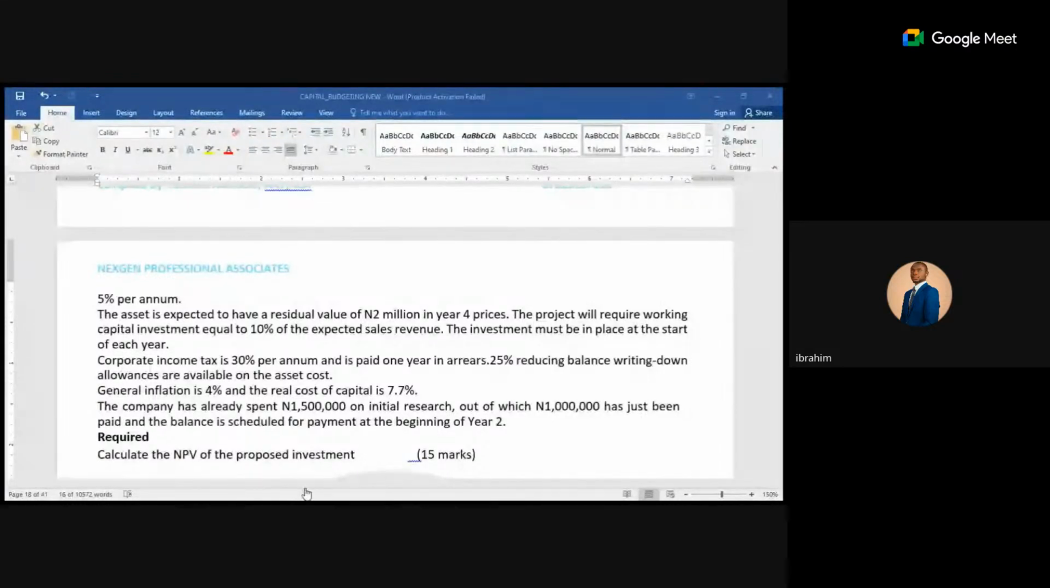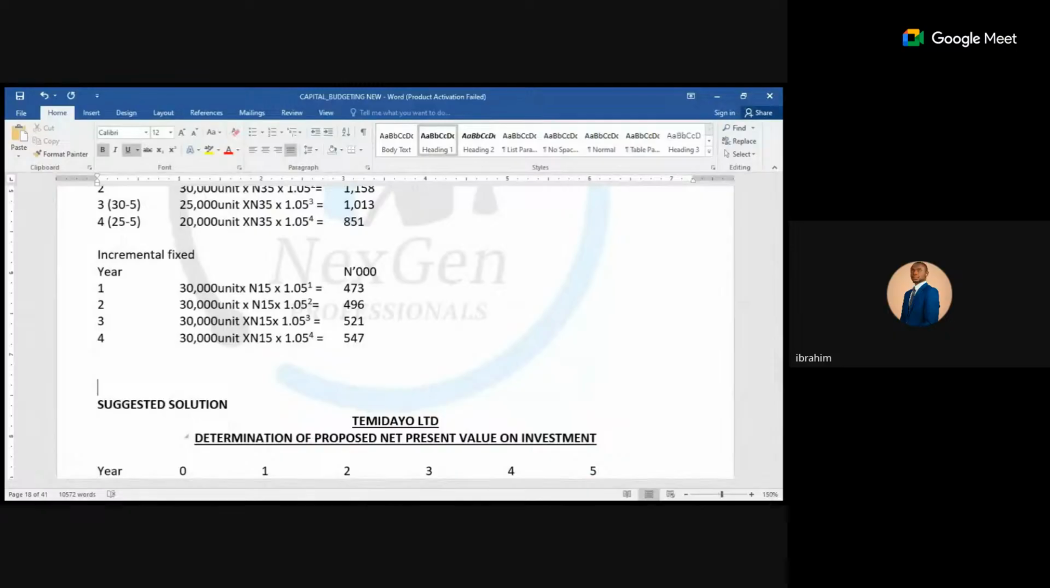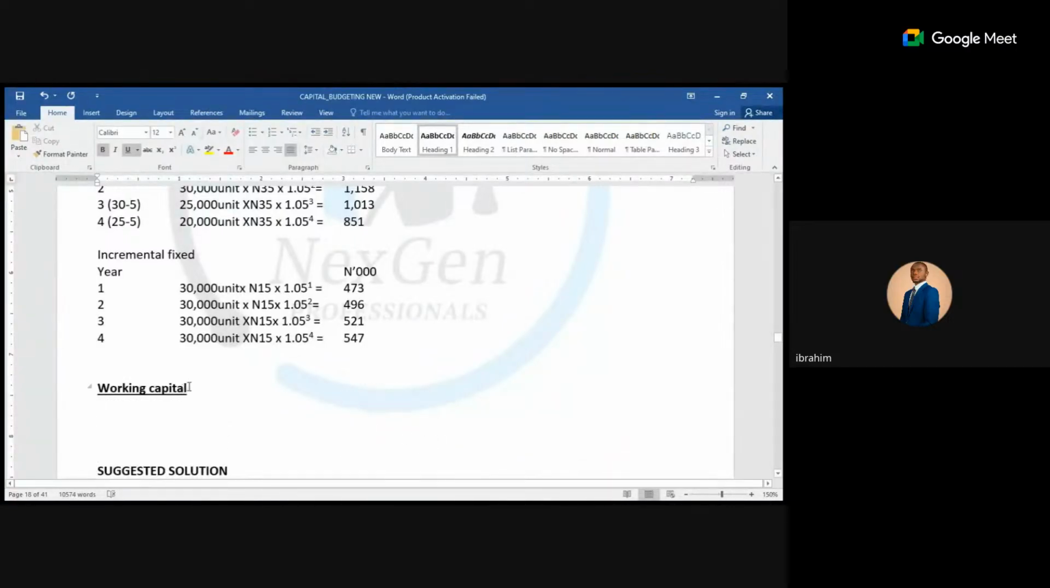And the project will require working capital investment equal to 10% of the expected revenue. So let's quickly do the working capital.